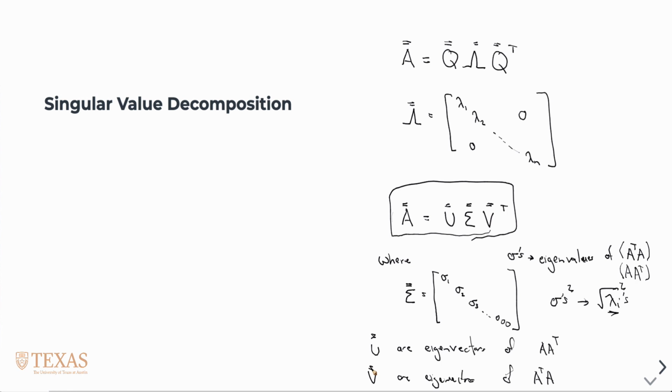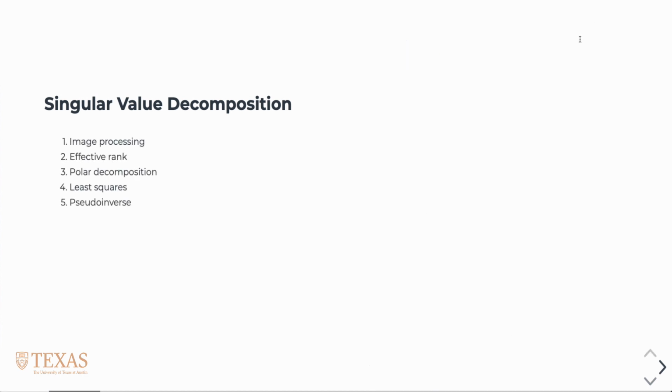So what is this used for? It's used a lot in image processing. It's used to compute an effective rank. This will be the case if you had a square matrix. Polar decomposition, least squares problem. So, the best fit to data, it can be shown that this is really closely related to that. Pseudo inverse, that would be the inverse of a rectangular matrix.